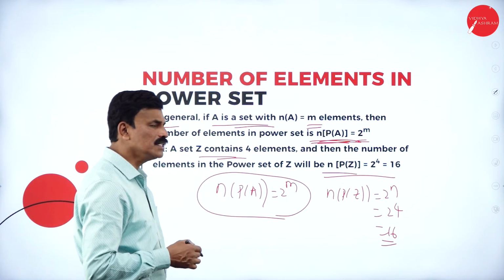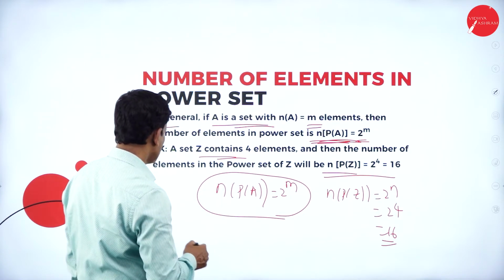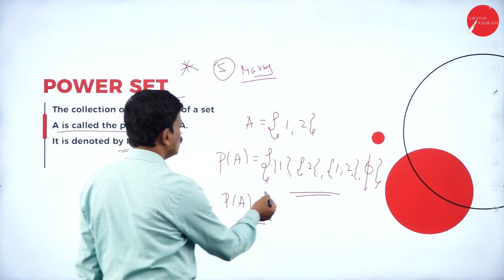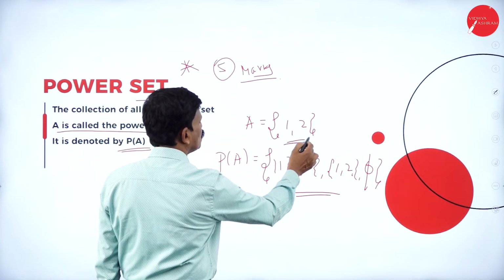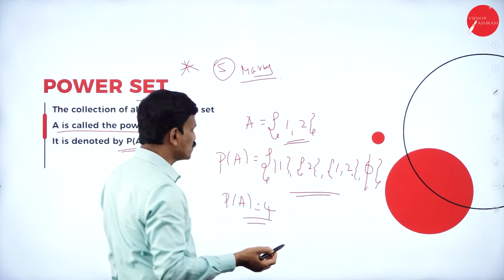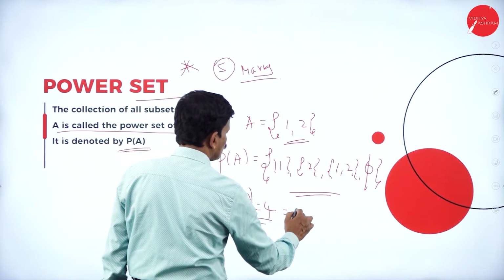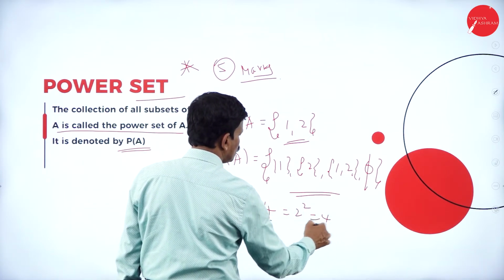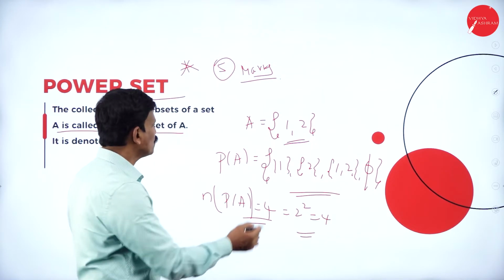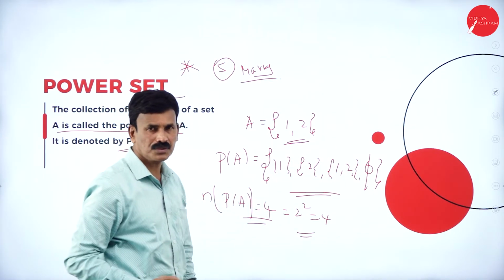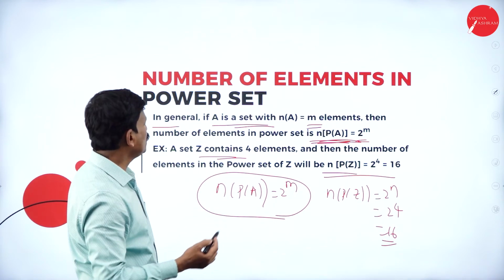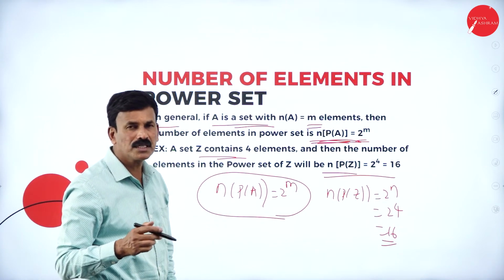In the previous problem, the number of elements was 2. So, therefore, the number of subsets, n of P of A, is equal to 2 to the power of 2. 2 squared is equal to 4. That's all. 1, 2, 3 and 4. Now, by knowing this, let us take some very important problems.